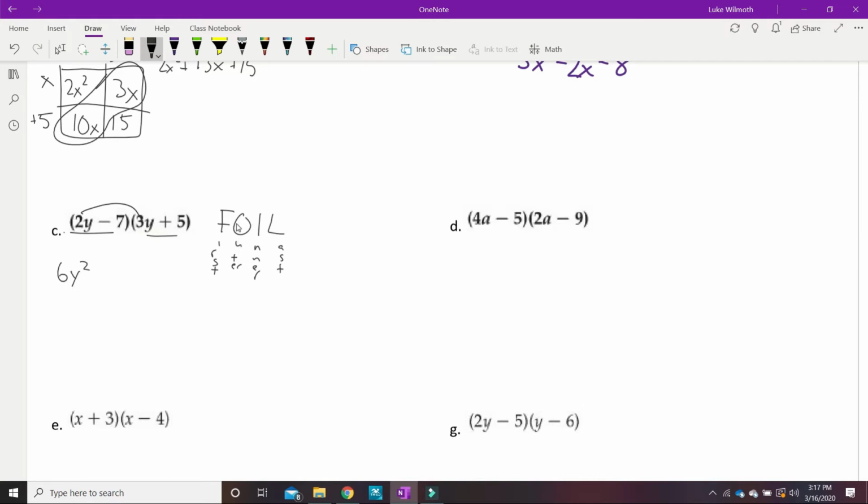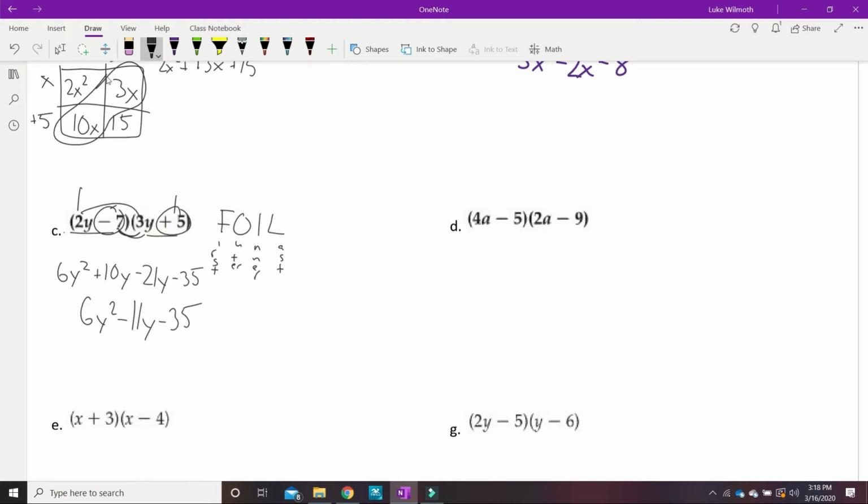Then it says the outer. That must be to multiply the outside two. So I've got the 2y and the 5, which is 10y. The inner is these two here. Negative 7 times 3 is negative 21y. And then the last is the last term of each binomial. So negative 7 times 5 is negative 35. I combine these middle two terms just like before. I get 6y squared minus 11y minus 35.